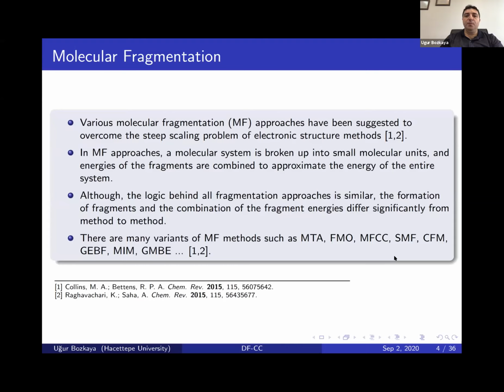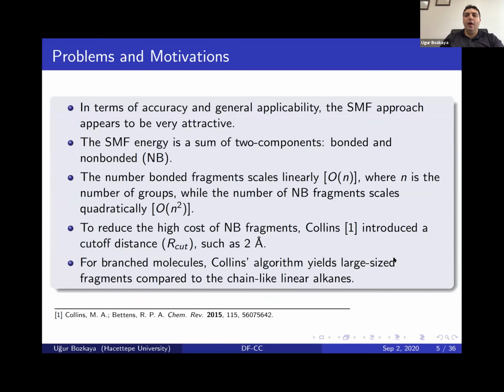There are many variants of the molecular fragmentation approach, such as molecular tailoring approach, fragment molecular orbital approach, molecular fractionation with conjugate caps, systematic molecular fragmentation, and so on. However, some of these fragmentation approaches are designed for specific molecular systems. Some of them are designed for molecular clusters. Some others are just designed for protein-ligand interactions. And in terms of accuracy and general applicability, the systematic molecular fragmentation approach appears to be very attractive.